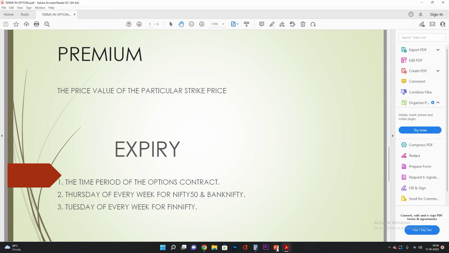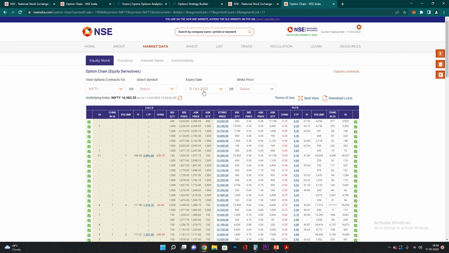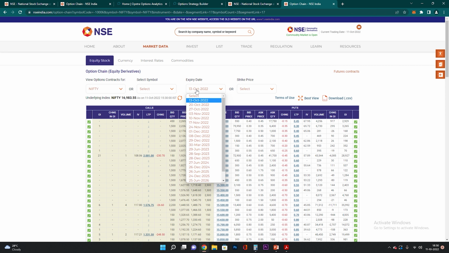So I will show you here in the option chain. See here in the option chain for Nifty, the expiry date was 13th, which is Thursday. Then 20, next October 27. These are all Thursdays. Okay. So up to 3 months we will get weekly contracts. Then for each financial year you will get expiries. See, March and June, September, December, all quarterly expiries you will have.